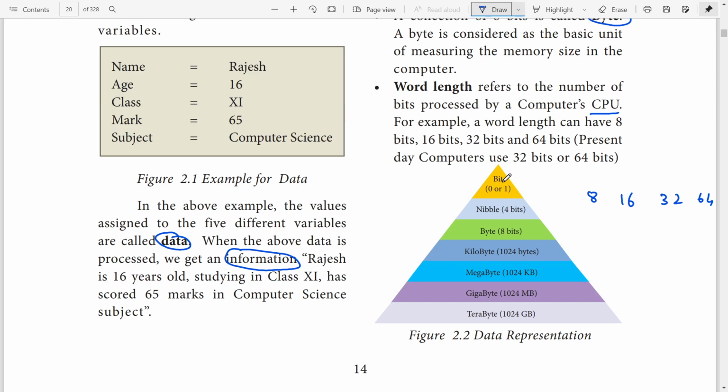See, 2 power 0, which is 1, that is a bit. 2 power 1, which has two values 0 or 1. 2 power 2, 2 square is 4, which has 4 values. 2 cube is 8. Kilobyte, 2 power 10, megabyte. In terms of 2 power, see, 8 is 2 cube, 16 is 2 power 4, 32 is 2 power 5, 64 is 2 power 6.